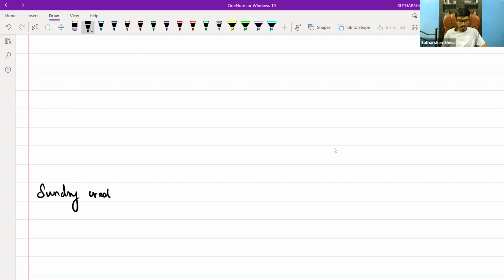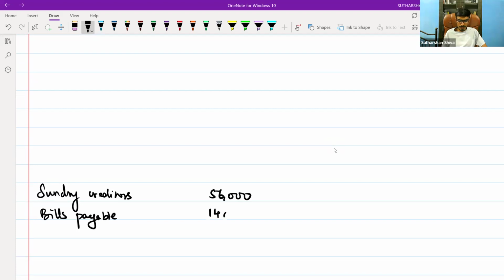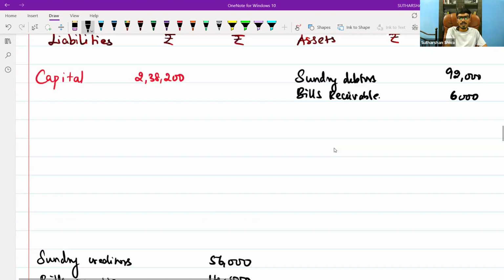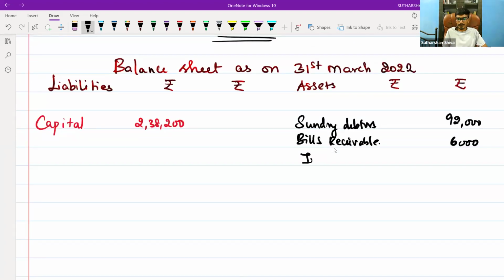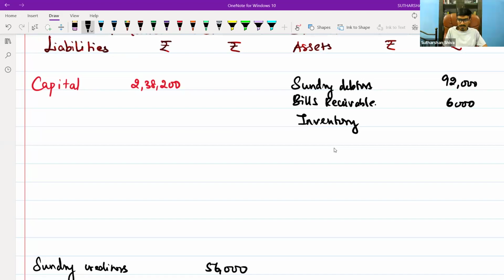Sundry credit assets, how much? 56,000. Bills payable, how much? 14,000. Good. Then we have closing inventory, 1 lakh 90,000. Don't forget to put closing inventory in the trading account.